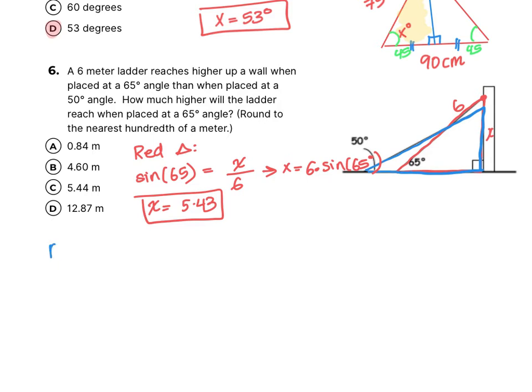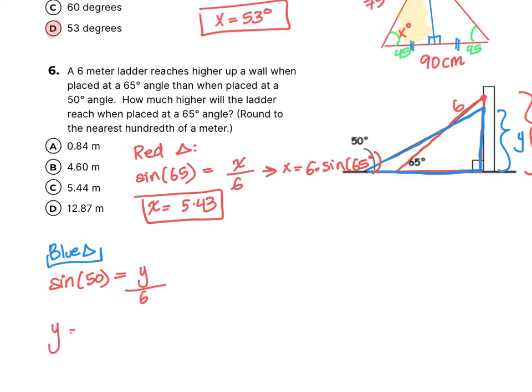Now if you look at the blue triangle, so I'm going to call that part y, and then let me label x to be the whole thing. Okay, so in the blue triangle, the sine of 50 is equal to the opposite over the hypotenuse, which is 6. So y is equal to 6 times sine of 50. If you put that in the calculator, that's going to be 4.59.